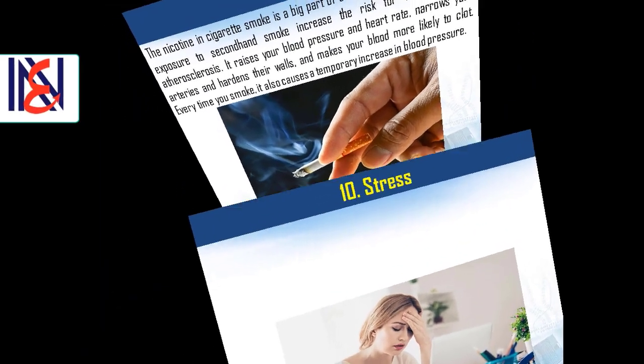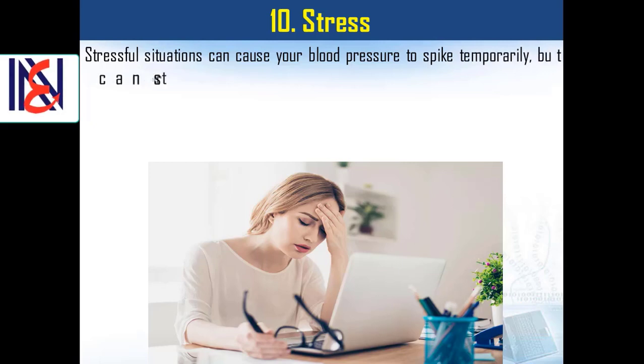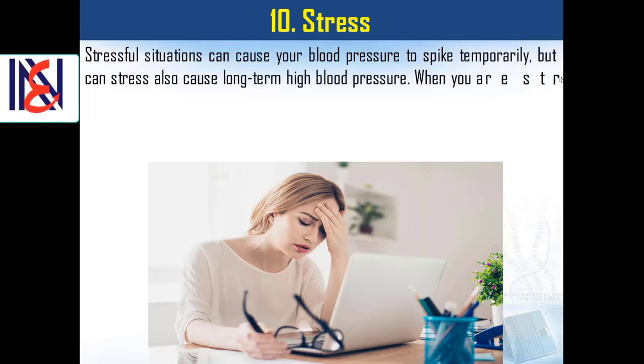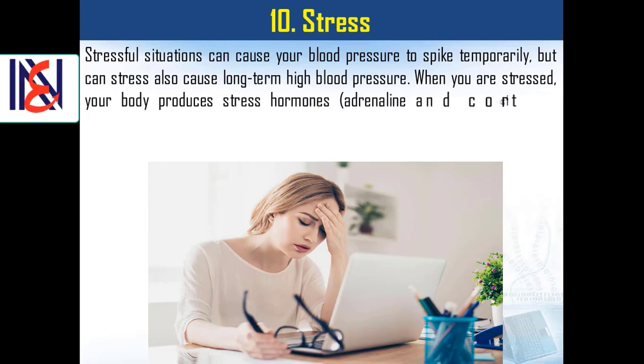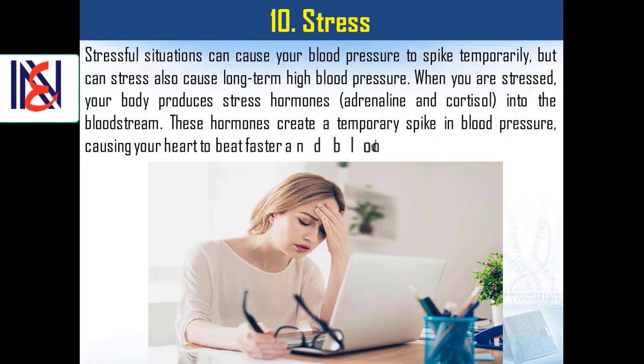10. Stress. Stressful situations can cause your blood pressure to spike temporarily, but can stress also cause long-term high blood pressure? When you are stressed, your body produces stress hormones, adrenaline and cortisol, into the bloodstream. These hormones create a temporary spike in blood pressure, causing your heart to beat faster and blood vessels to narrow.